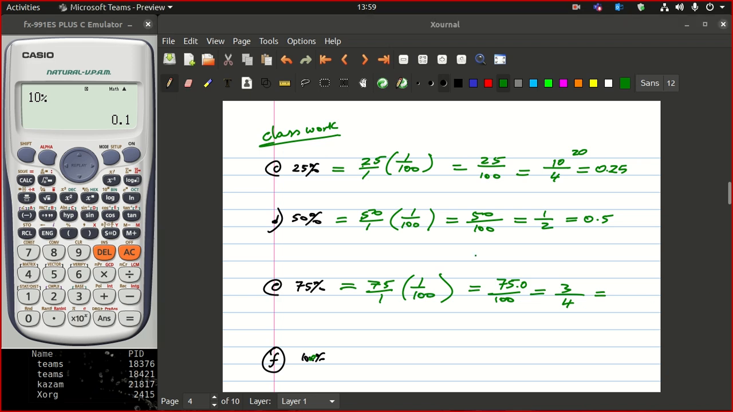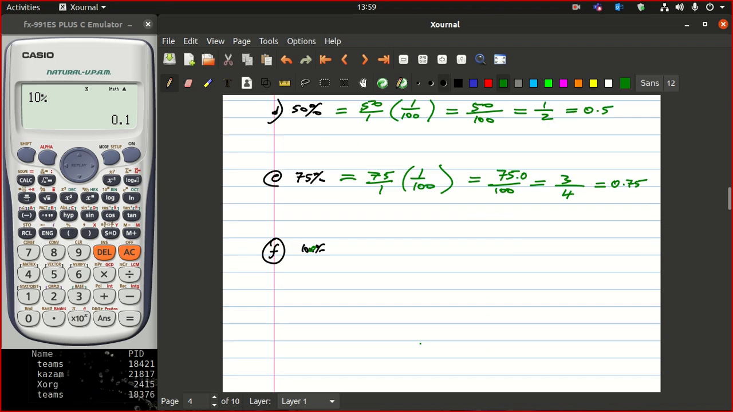It is actually moving the comma to the left. So having 2 zeros means I'm moving it 2 times. So this is the same as 0.75. That's how easy this thing is. And then when it comes to this one, you can see that you are having 100 over 1 times 1 over 100, which is the same as 100 divided by 100, which is just equal to 1.